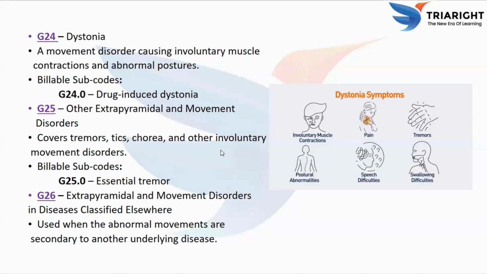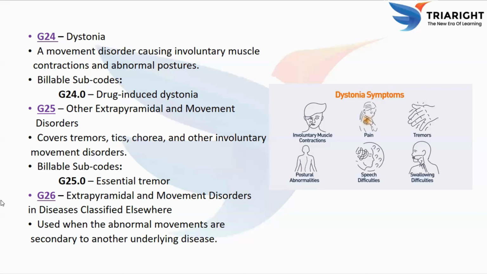So what is the important subcode over here? It is G25.0, essential tremor. Essential tremor is a common condition where the hand, sometimes the head or voice, shakes without another disease causing it. This is about essential tremor. So you have to assign the code G25.0 for essential tremor.